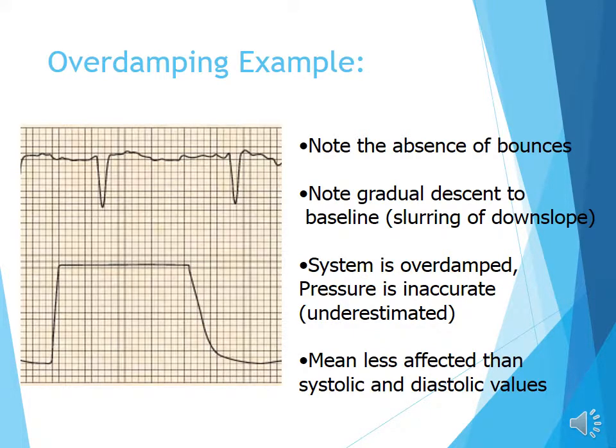Over dampening is exactly the opposite. You're going to have no bounces after that square wave test. So you can see that there is no bounces after that big square is produced with the rapid flush. You can see the gradual descent down to baseline, so you kind of have that slurring down slope. There should be no bounces though if it's over dampened. So the pressure is inaccurate. It's underestimated if it's over-dampened.